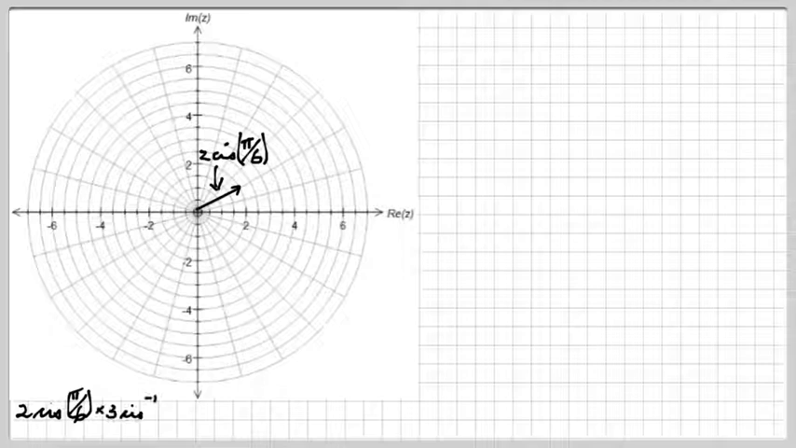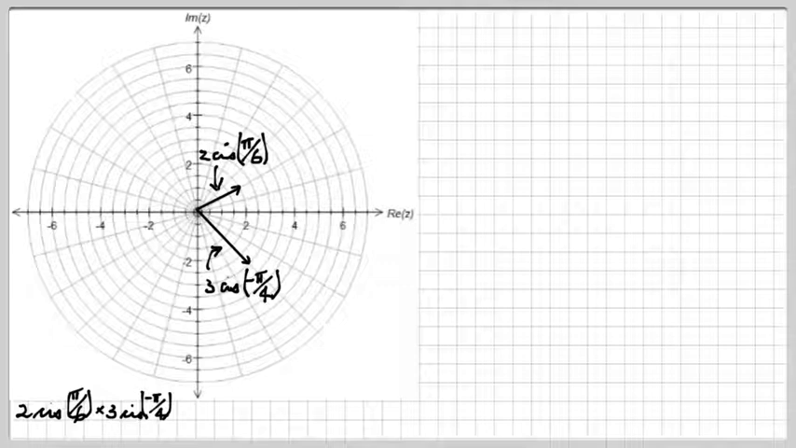Yes? Well, now we're going to do 3 cis minus pi on 4. Come on, where do you think it would go? Let's have a game here. Where would it go? Don't you know? Yes, I do. There. Did you have it around about there? Yeah, 3 units long, and pi on 4, which is 3 of those little segments clockwise from the positive direction of the x-axis.